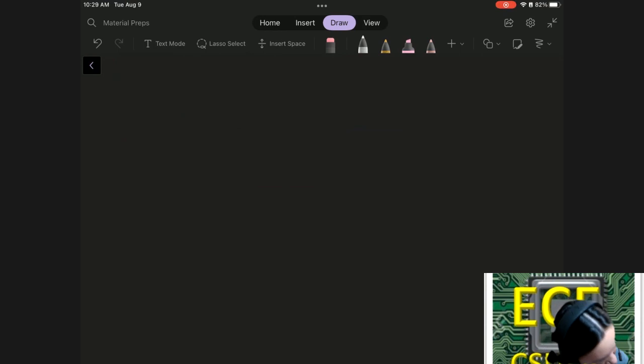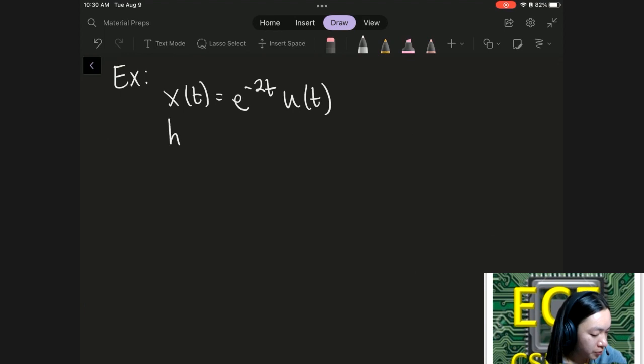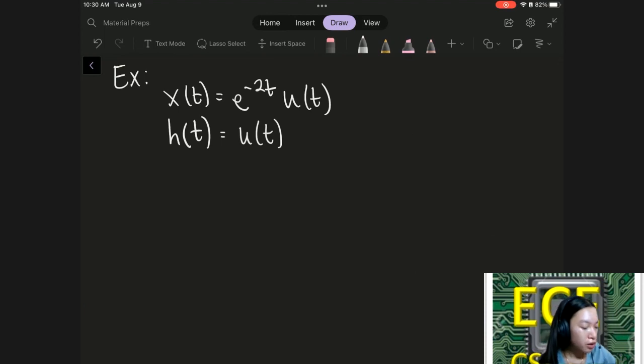Okay, so let's do an example. I tell you your input signal is e to the minus 2t times u of t. And your impulse response is u of t, or the unit step function. And I want you to find y of t, which is the convolution of x of t and h of t.